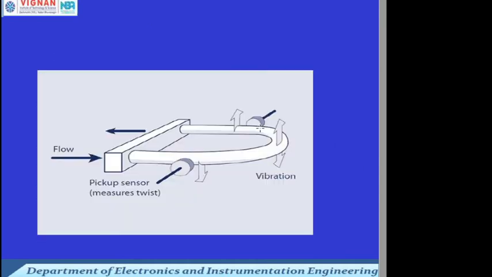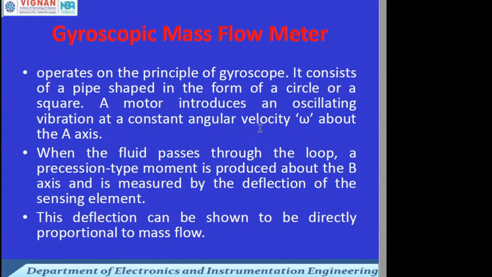Now the construction will be like this, and a motor introduces an oscillating vibration at a constant angular velocity omega about the a-axis. Whenever the fluid passes through the loop, a precession type of movement is produced about the b-axis. You can consider the a-axis, b-axis and c-axis as the x direction, y direction and z direction. It is to be measured by the deflection of the sensing element.